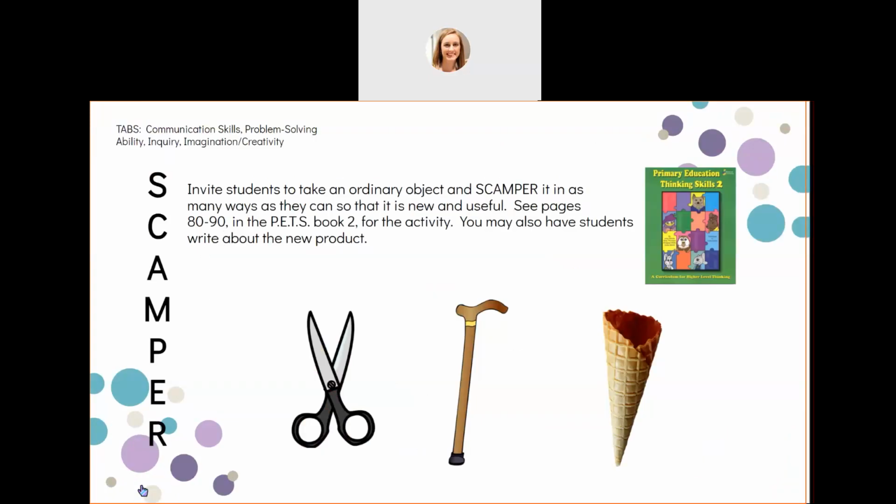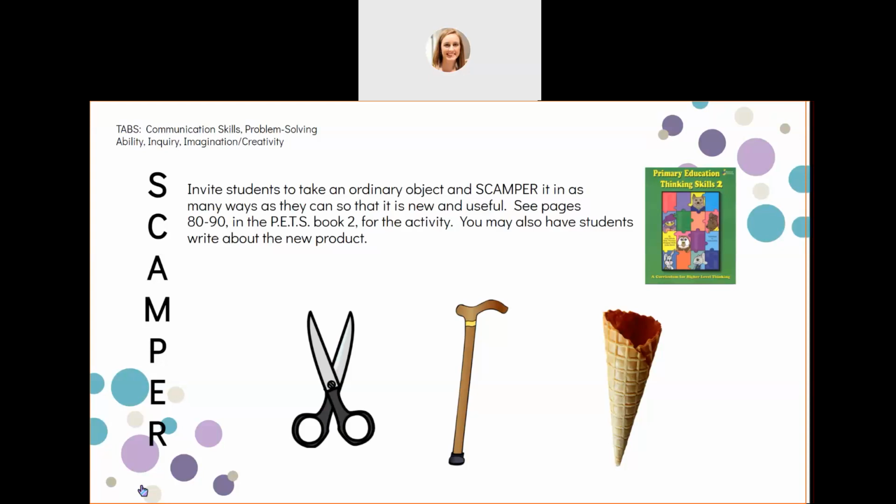Scamper is another great strategy that you could use to generate a great product. You can invite students to take any kind of ordinary object and then scamper it in as many ways as you can. And Scamper stands for substitute, combine, add, modify, put to another use, eliminate, and rearrange. And obviously you wouldn't want the kids to have to go through all of those. They could just choose maybe 2 or 3 and try those on their object.